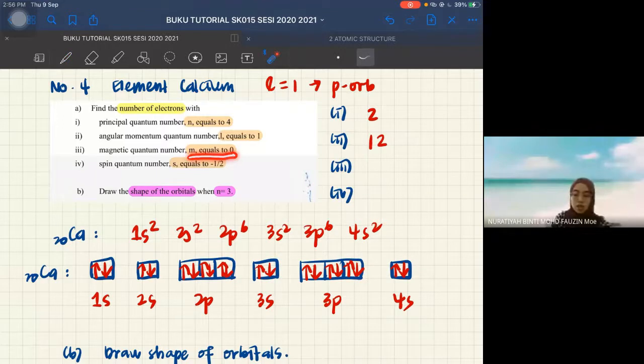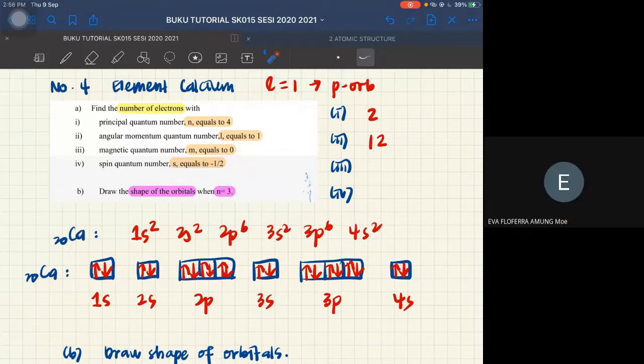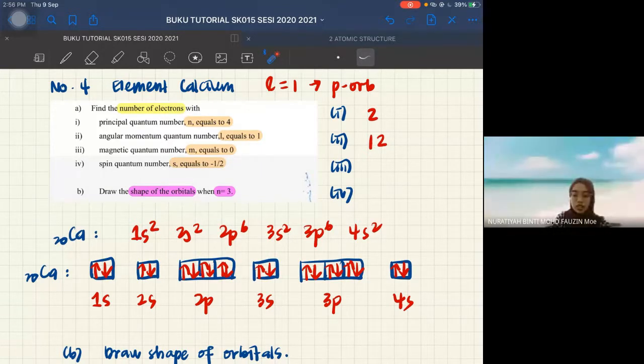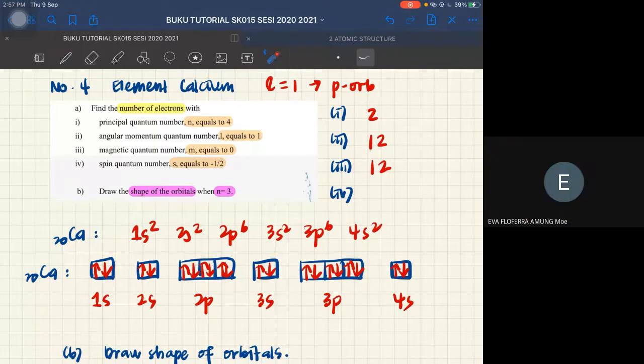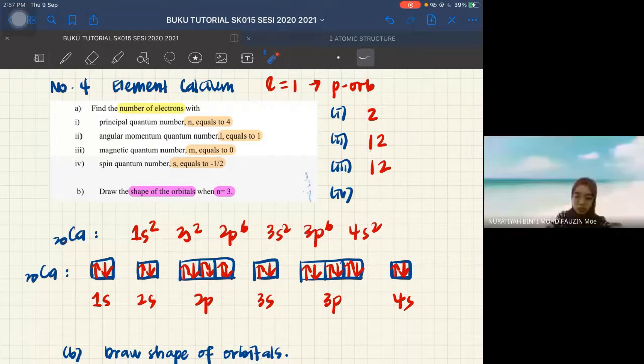Number 3, magnetic quantum number, m equals to 0. How are we going to find that? Yes, you will get 12. How do you get 12? You will look at your orbital diagram, the s orbitals and p orbitals. So you will look at your orbital diagram.